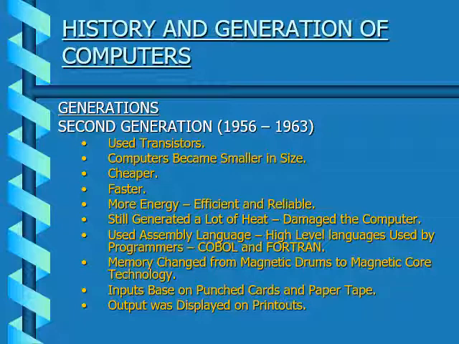All right, so the computers became smaller in size, they became cheaper, they became faster, more energy efficient and more reliable. But they still generated a lot of heat, and that damaged the computers. And then these machines started to use new languages. We'll talk about these languages. We've got COBOL and Fortran. These were high-level languages used by programmers.